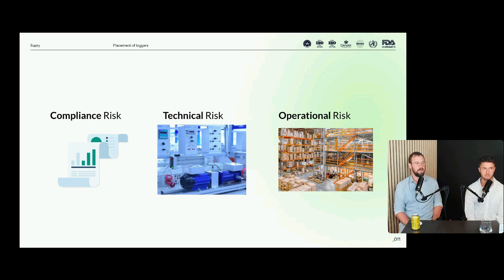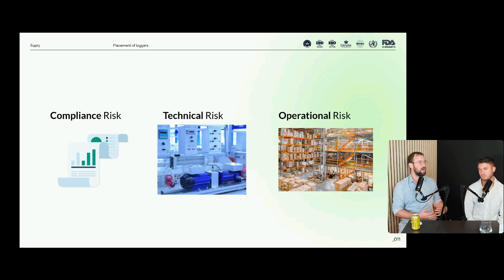That can be HVAC blowout air, that can be a charger station, which can produce heat. It can be windows, doors, gates, everything that can disturb the homogeneity and stability of temperatures to be within the acceptable range. And then lastly, we have operational risks. And operational risks are related to how you use the facility or the equipment.